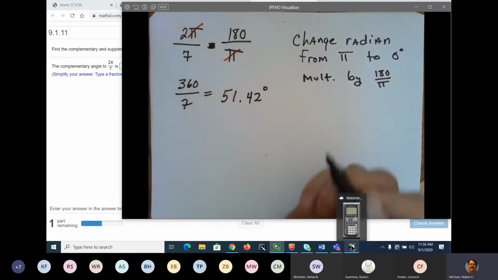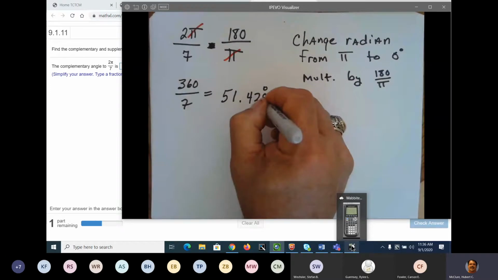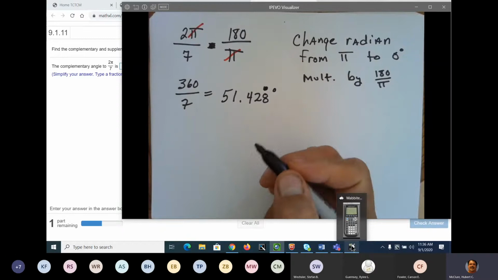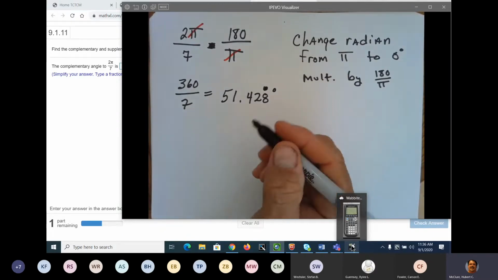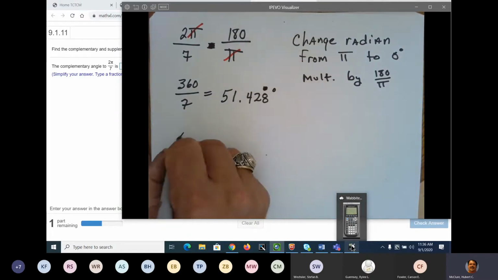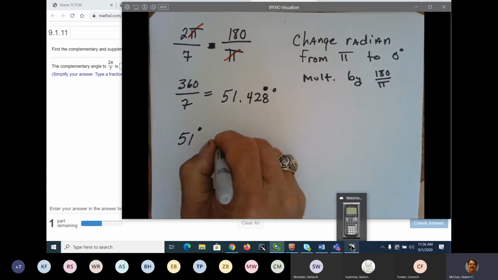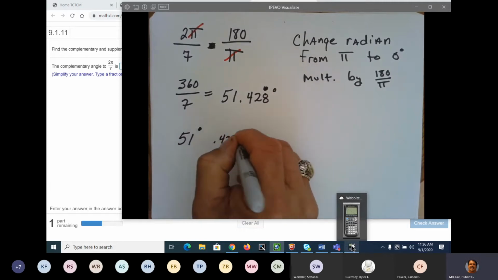Now that's a decimal. So 428, that's a decimal. So we need to change that to degrees, minutes, and seconds. So how do we do that? Well, 51 degrees. And somebody take 0.428 and multiply it by what?